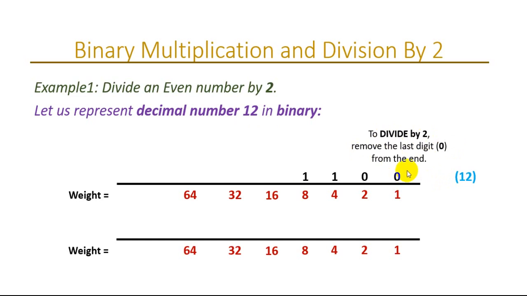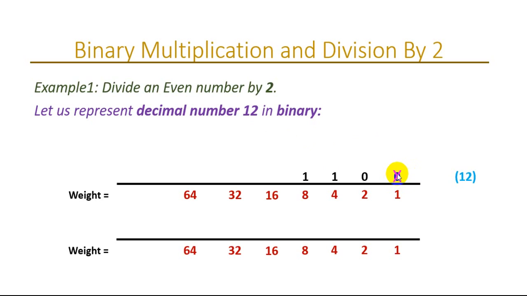Now in this case, since it's an even number, the last digit happens to be a 0, right? So that's what I put here. So we have to remove that from there. In the multiplication we add a 0. In this case we remove the last digit. So we take off that last digit.